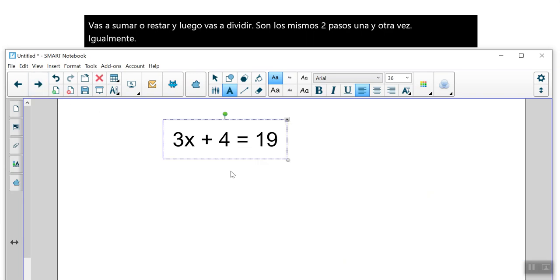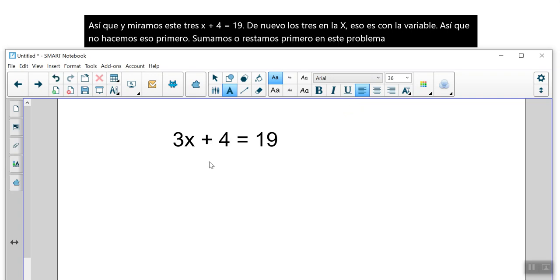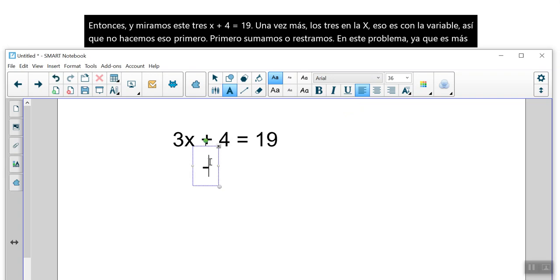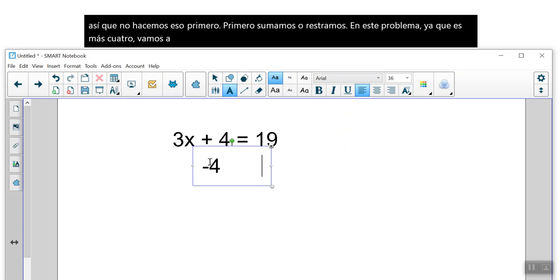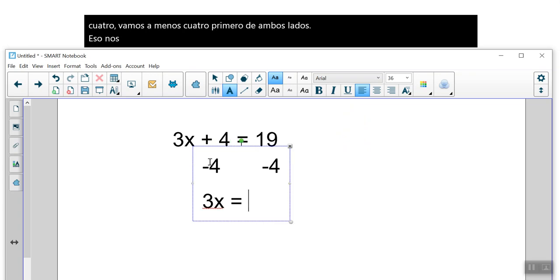So, we look at this one, 3x plus 4 equals 19. Again, the 3 and the x, that's with the variable, so we don't do that first. We add or subtract first. In this problem, since it's plus 4, we're going to minus 4 first from both sides. That gives us 3x equals 15, right? 19 minus 4 is 15.